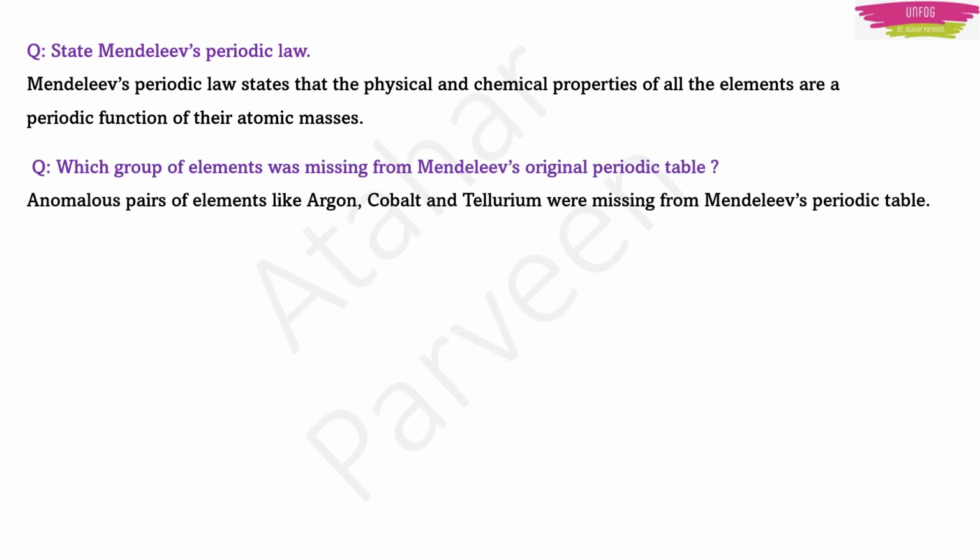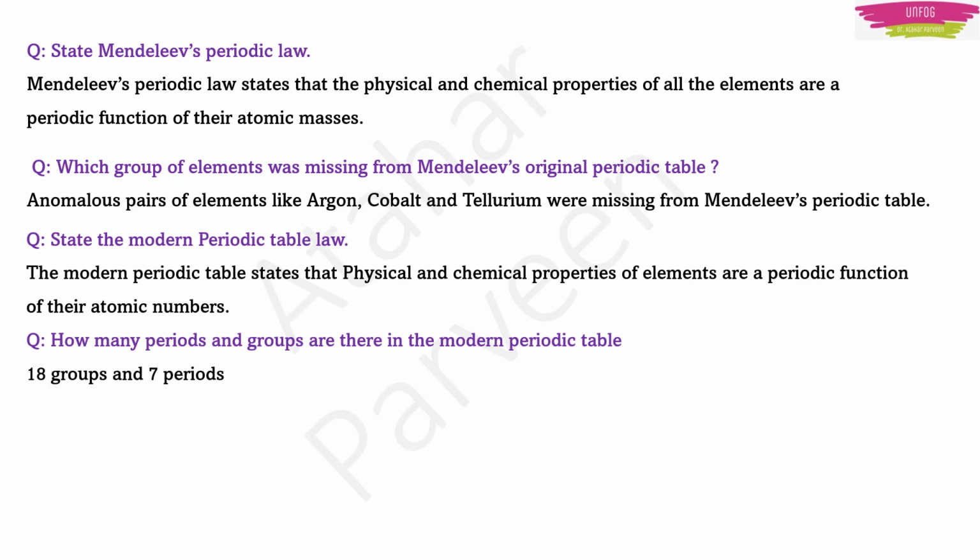Then for example, they can ask a question like this. Which group of elements was missing from Mendeleev's original periodic table? In the original periodic table, he left out some anomalous pairs of elements like argon, cobalt, tellurium. Okay, all this he did not include in the periodic table.